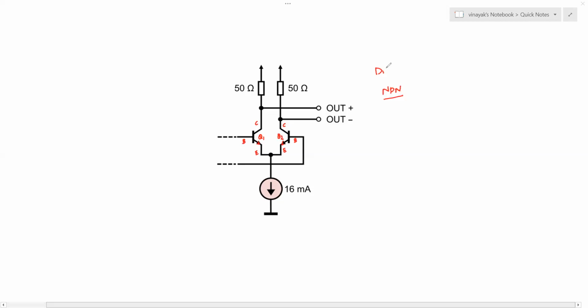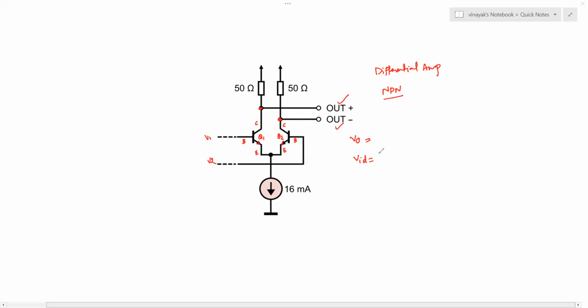The circuit is a differential amplifier. There are two inputs, V1 and V2, and two outputs, out plus and out minus, which are taken from the two collector terminals. So the combined output can be written here, and the combined differential input can be written here.